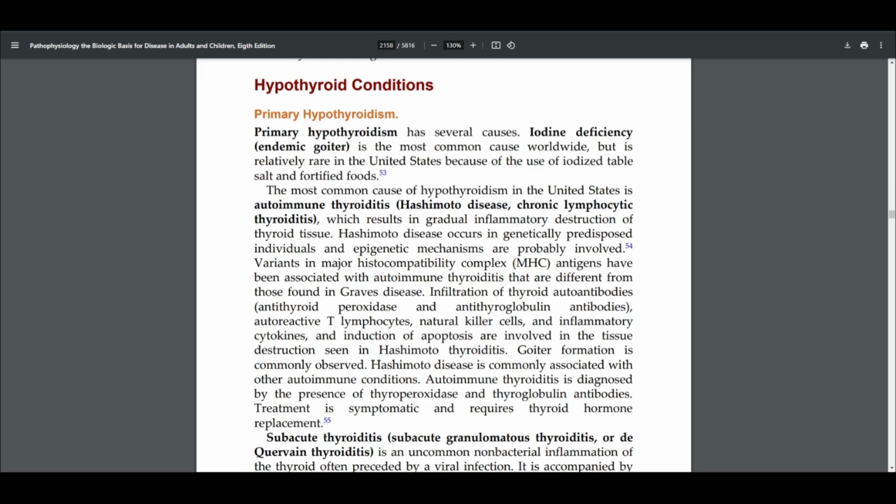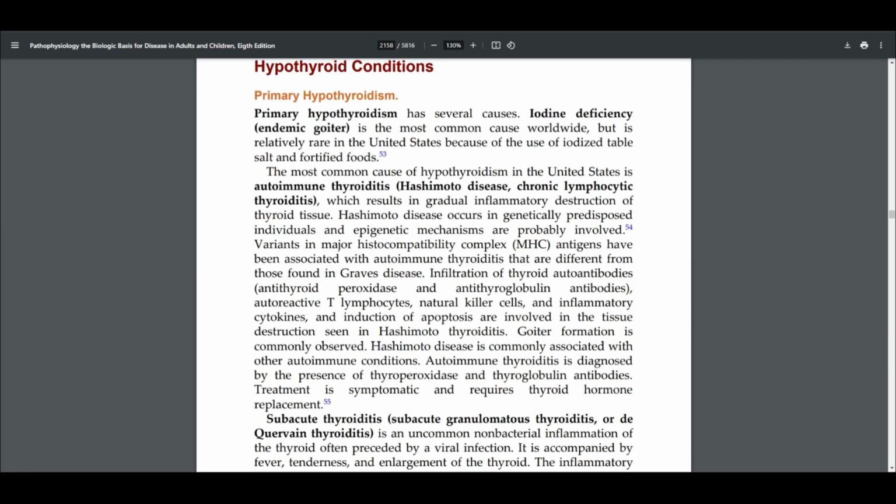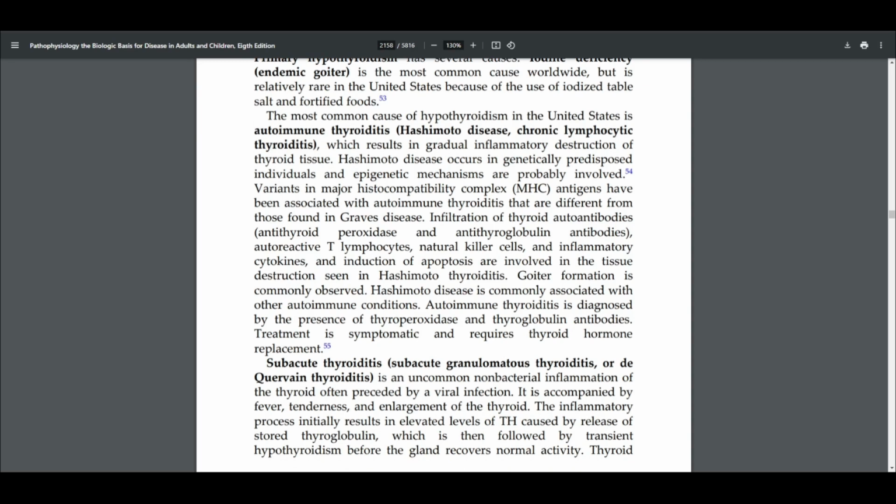So, other hypothyroid conditions. Your primary hypothyroidism has several causes. Iodine deficiency, your endemic goiter, is the most common cause worldwide, but is relatively rare in the US because of the use of iodized table salt in fortified foods. The most common cause of hypothyroidism in the US is an autoimmune thyroiditis, Hashimoto's disease, chronic lymphocytic thyroiditis, which results in gradual inflammatory destruction of thyroid tissue.